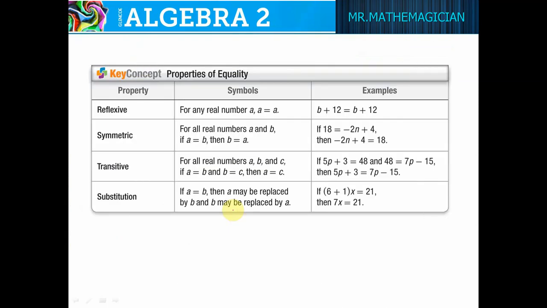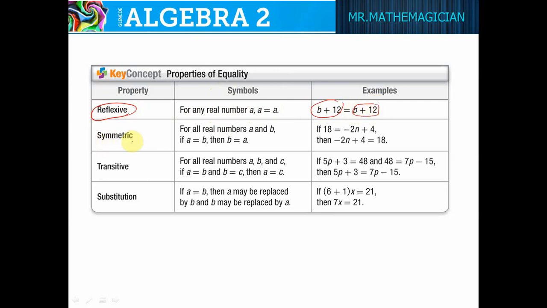Now, this is a very important table. You need to remember this very well. What is the reflexive property for any real number A? A equals A. Of course, any amount is equal to itself, like B plus 12 is equal to B plus 12. We call it reflexive, when an amount equals itself.